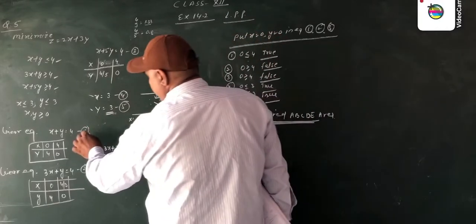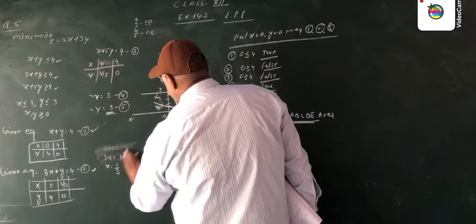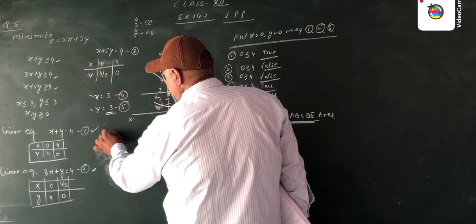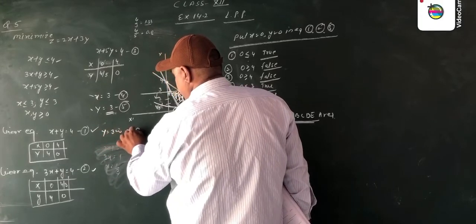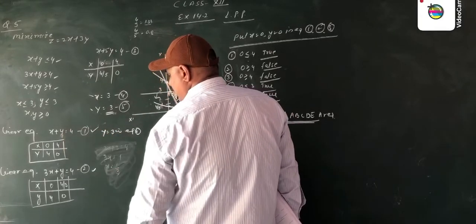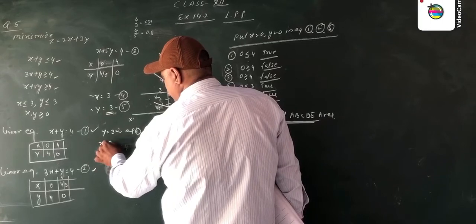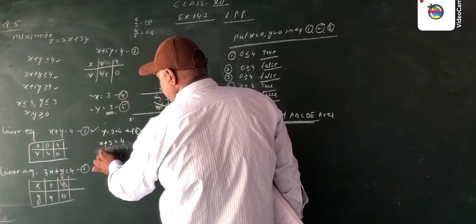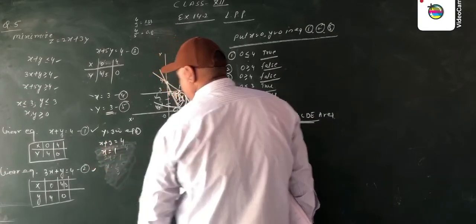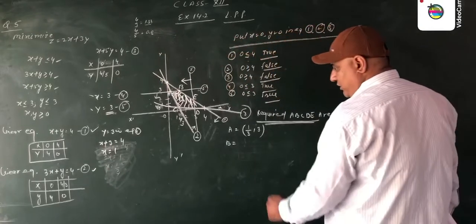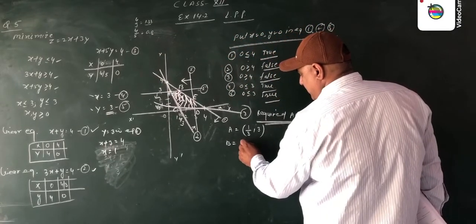Now this is equation first. We put y is equal to 3 in equation first. This is equation first: x plus 3 equal to 4. x is equal to 4 minus 3, which is 1. Now we have found the value of point B is (1, 3).